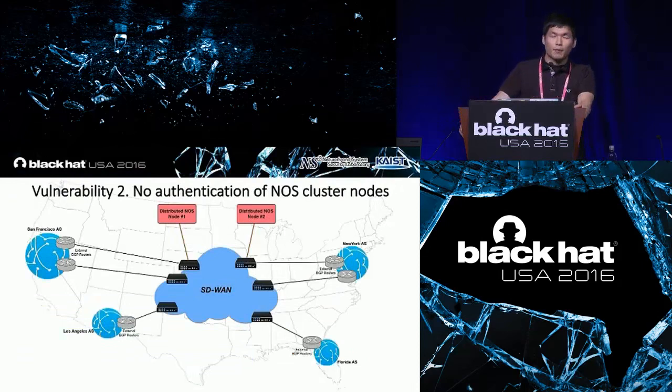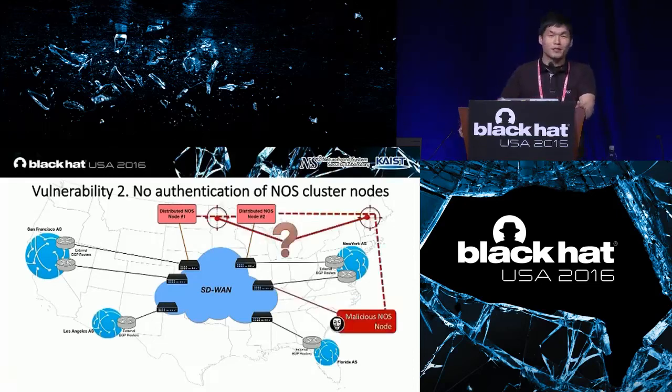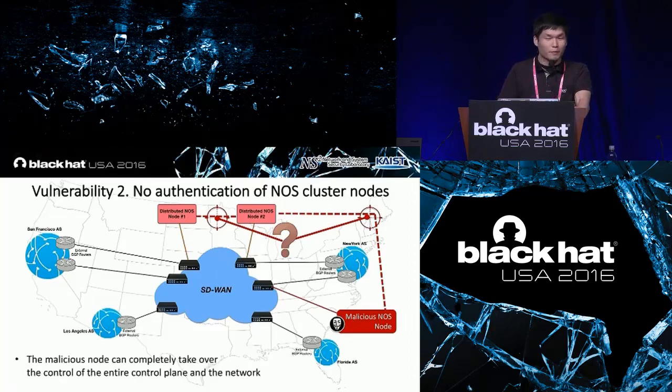The second problem of SDN controllers is that there is no authentication of SDN controller cluster nodes. So as demonstrated, we were able to inject an arbitrary ONOS node into the ONOS cluster by simply manipulating the configuration file. This is a serious threat because the arbitrary ONOS node can completely take over the control of the entire control plane and the network.